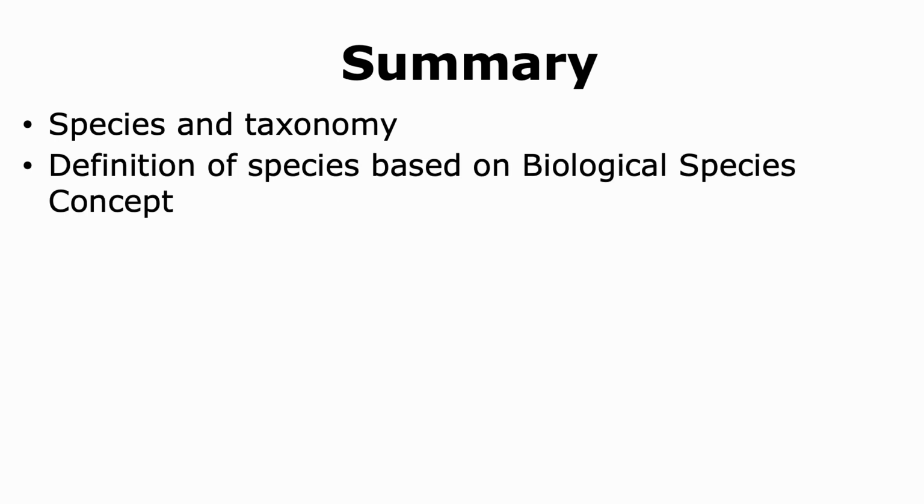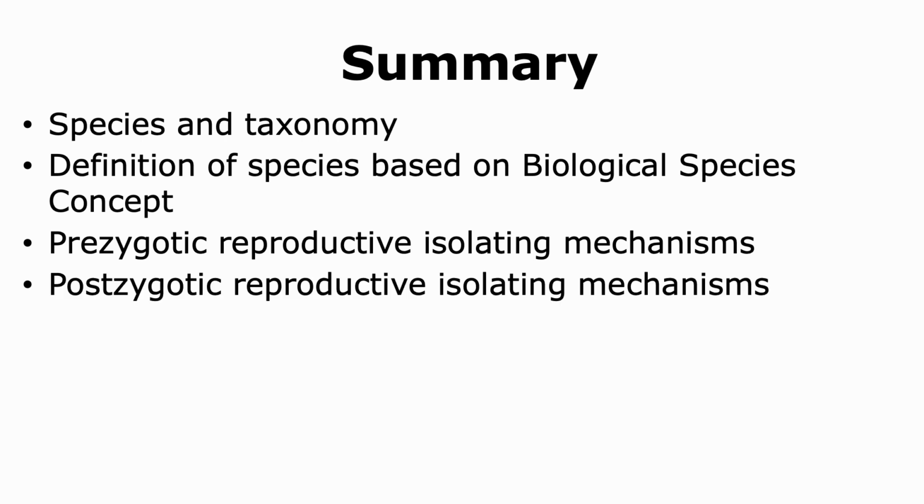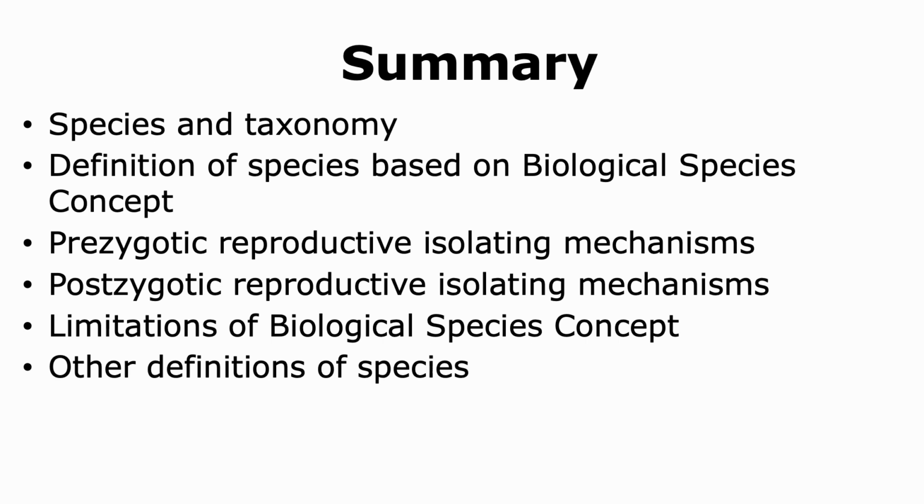With this, we come to the end of our talk, where we learned that species is the last taxon in the classification of living organisms. We also learned about the definition of species based on the biological species concept, and looked into different prezygotic reproductive isolating mechanisms as well as postzygotic reproductive isolating mechanisms. We also learned about the limitations of the biological species concept and looked at other definitions of species.